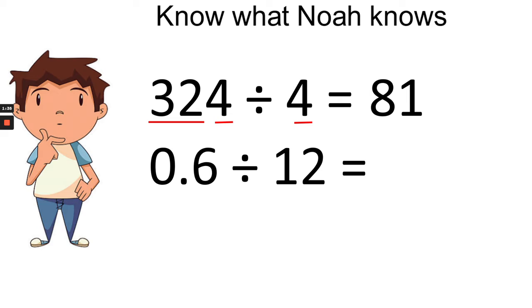Now this second problem here, I'm going to use the related fact of 60 divided by 12. 60 divided by 12 is equal to 5. 0.6 is 100 times smaller, so 0.05. Fantastic work if you got both of those, Year 6. Good job.